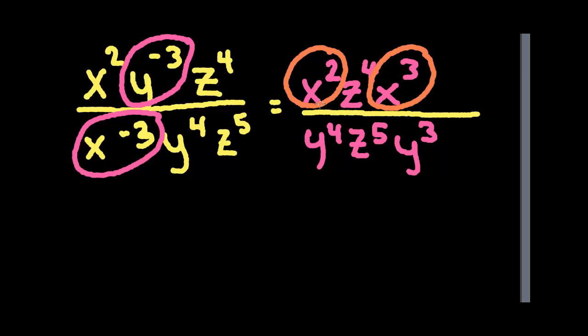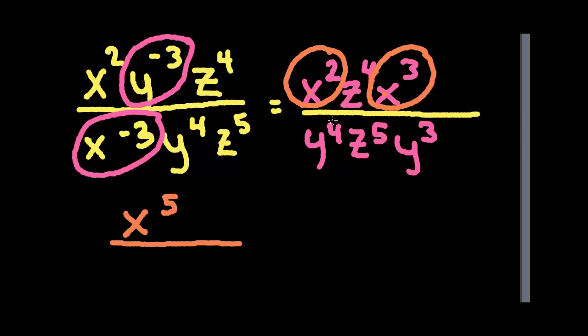So what's the relationship between these? Well, these are sitting right next to each other, so they are multiplied, and so the rule for that is to add their exponents. So they're going to become x to the 2 plus 3, or x to the 5th. Now let's go to the y's next.